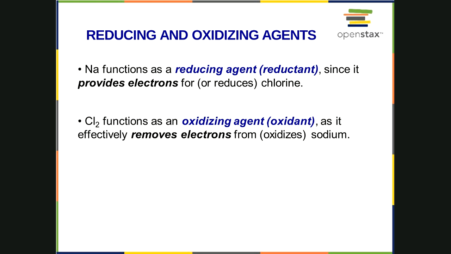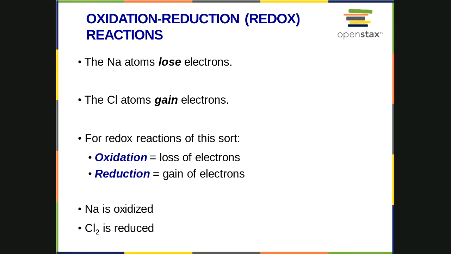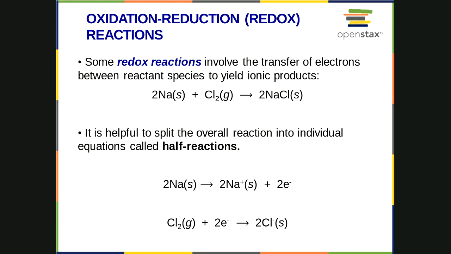So let me go back to the previous slide to look at the reaction. Since sodium lost electrons, it's being oxidized. And since chlorine is gaining electrons, it's being reduced. So sodium is oxidized, chlorine is reduced. But since sodium is causing something else to be reduced, we call sodium a reducing agent. And because chlorine is causing something else to be oxidized, we call it an oxidizing agent.